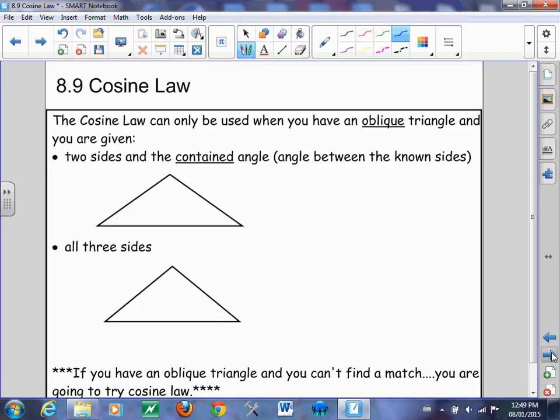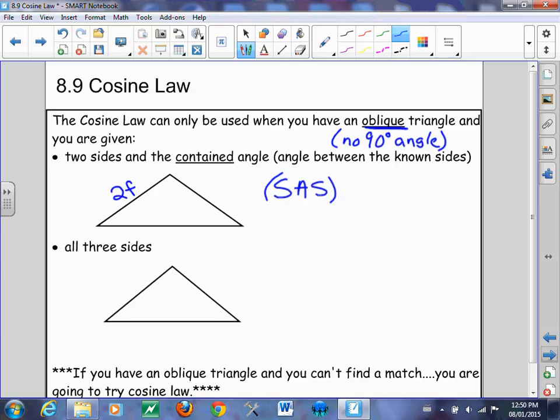All right, cosine law. It can only be used when you have an oblique triangle, which again is no 90 degrees for an angle. And you're given two situations. You're given two sides and a contained angle. So what's that short form? Side, angle, side.